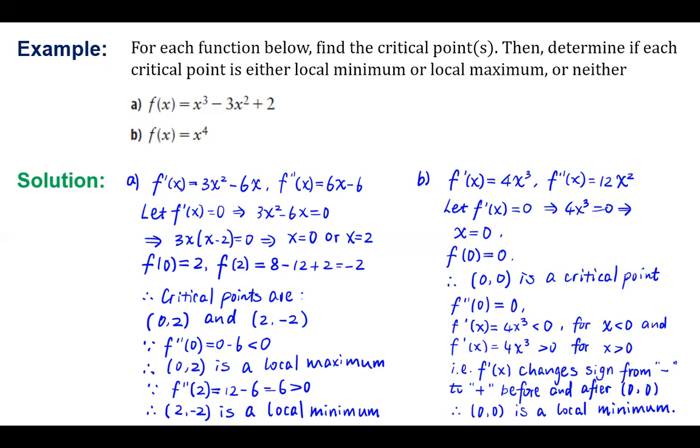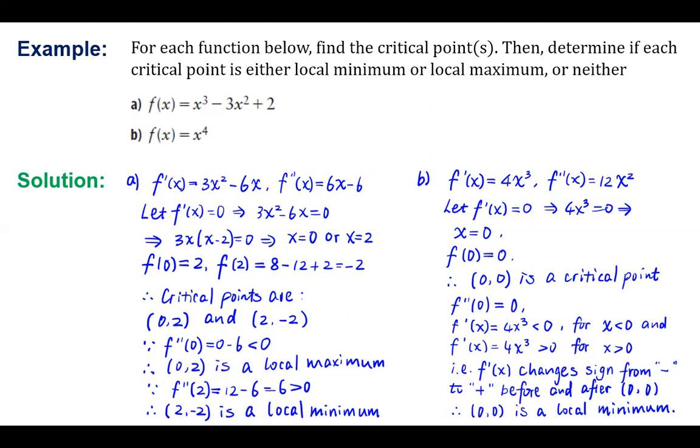But this time, if you check the second derivative, you can see that the second derivative is also 0, right? So if the first derivative is 0 and the second derivative is also 0, we cannot immediately decide whether this point is a local minimum or local maximum, right? So we can refer to the method we have learned yesterday, in which you need to check the first derivative before and after that point, right?